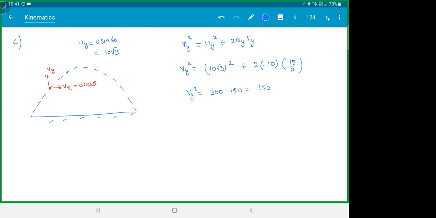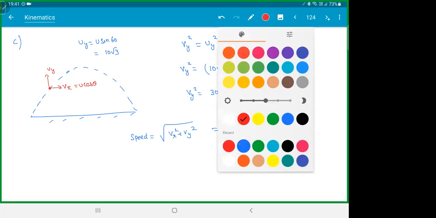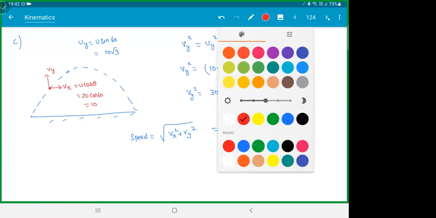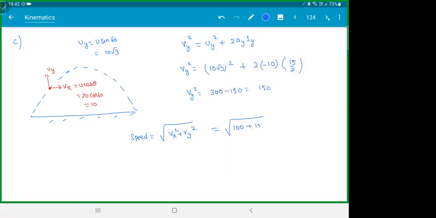Now be careful. This is the mistake people make. They think this is the answer. No, I asked you for speed. So speed at that point is root over Vx square plus Vy square. There are 2 components. This Vy gives you only the vertical component. And Vx is u cos theta, which is 20 cos 60, which is 10 meters per second. So this would be 100 plus 150, that is 250, so 5 root 10 meters per second. That is your speed. Lakshika, you got that right. Most people find the vertical component and forget the horizontal component.